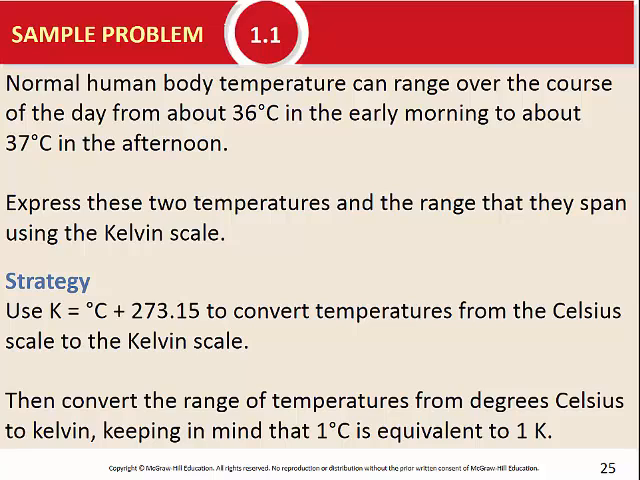So, normal human body temperature can range over the course of the day from about 36 degrees Celsius in the early morning to about 37 degrees Celsius in the afternoon. Express these two temperatures and the range that they span using the Kelvin scale. Notice that this is boxed in red and says sample problem 1.1. If you're following along with your textbook, sample problem 1.1 is shown in your textbook in Chapter 1. Now, you can follow along.